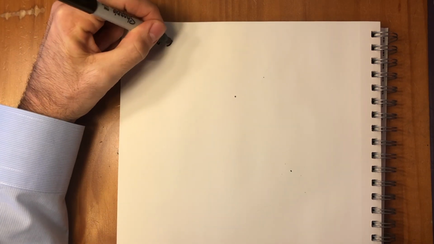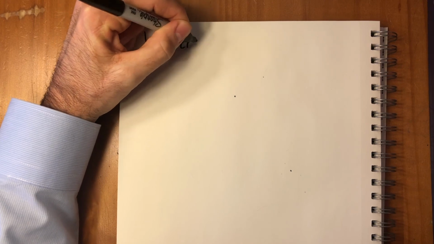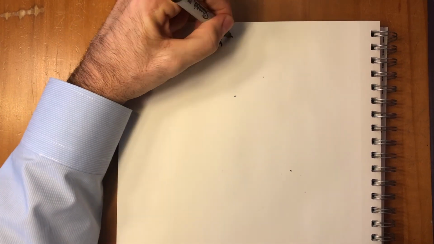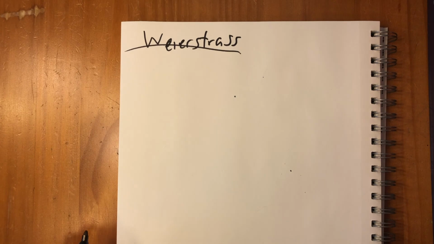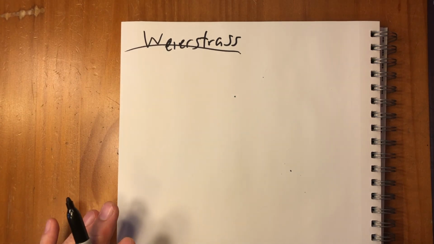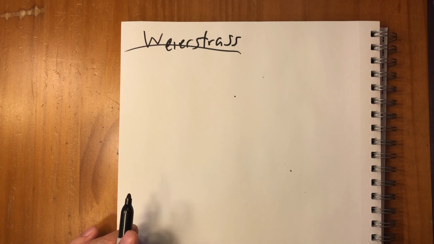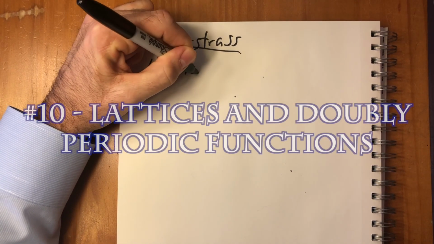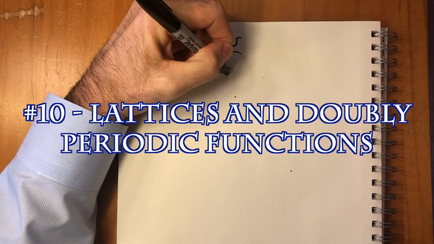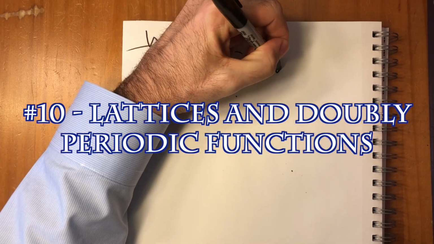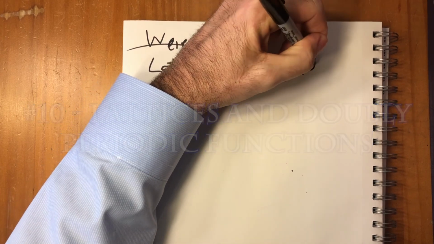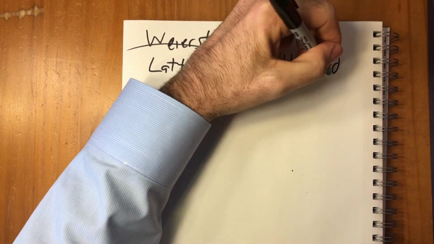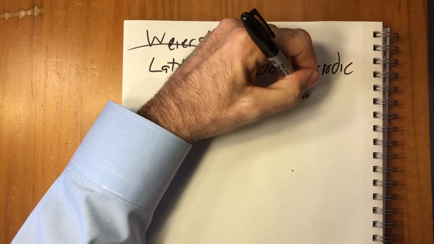So we're now going to lead finally to the Weierstrass equations, which I will explain what they are very shortly. But first we need to go over a couple other things. So the next topic is lattices and doubly periodic functions.